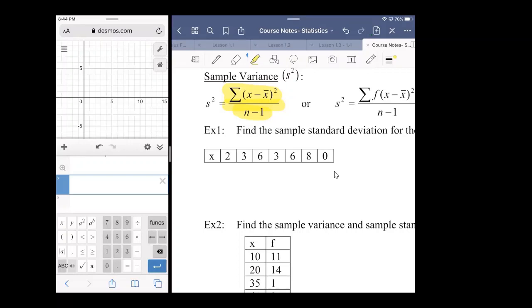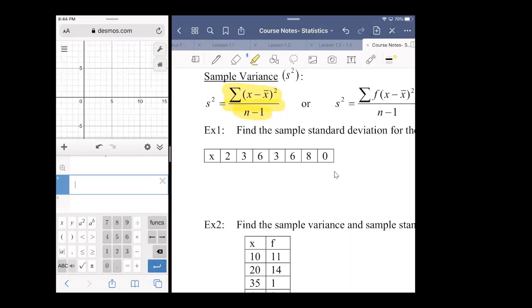But if you look at the formula, you can see that there's an x. All right, we got x, so we're good there. There's an x bar, so we'll need that. And then there's an n. Everything else is some kind of operation based off of those values. So what I'm going to do is first find the mean. I'm going to find the x bar.